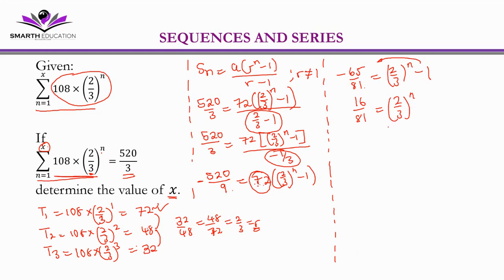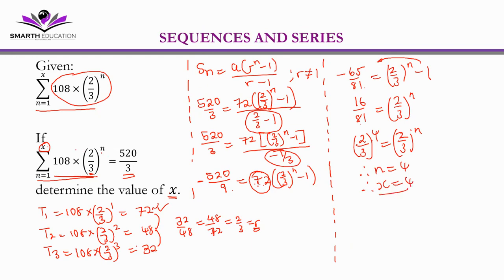From here you can use the laws of exponents or even the logarithmic form. You can change from exponential form to logarithmic form. Let's start with the laws of exponents. 16 is 2 to the power 4, and 81 is 3 to the power 4. So this is like 2 over 3 to the power 4 is equal to 2 over 3 to the power n. Now the bases are equal, therefore the exponents are equal. So n is equal to 4, meaning that x is equal to 4.